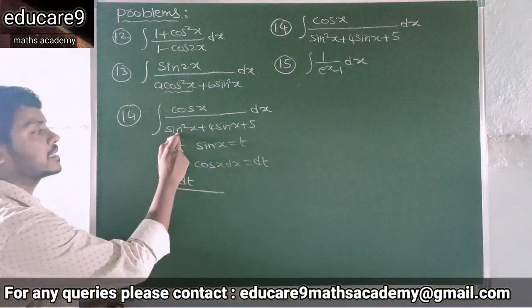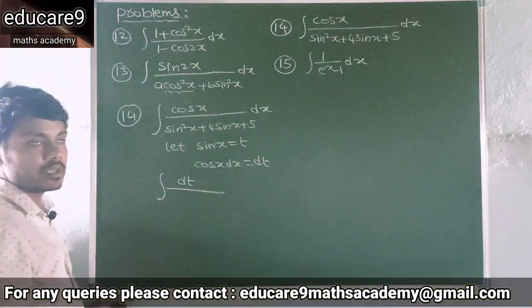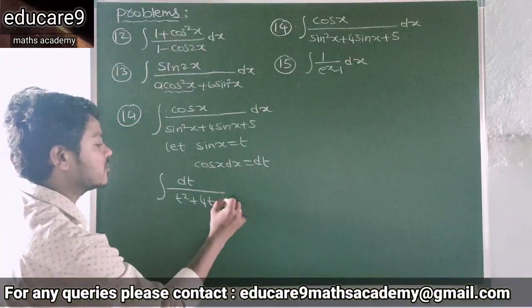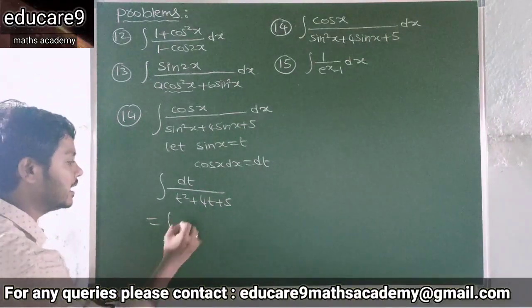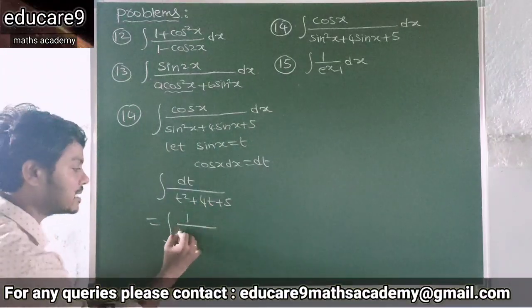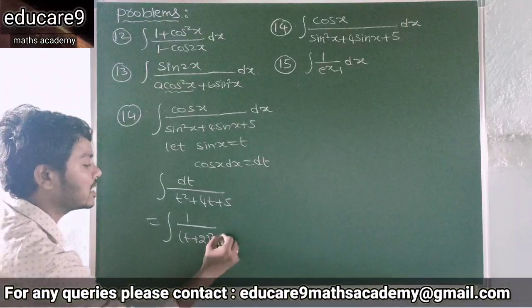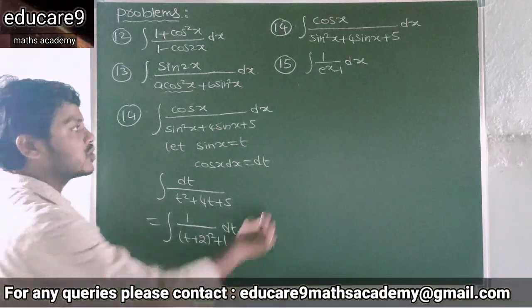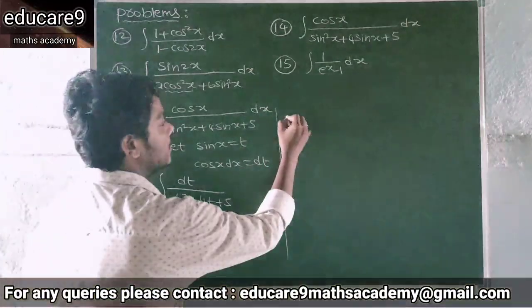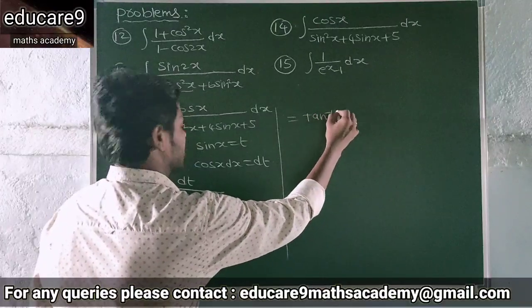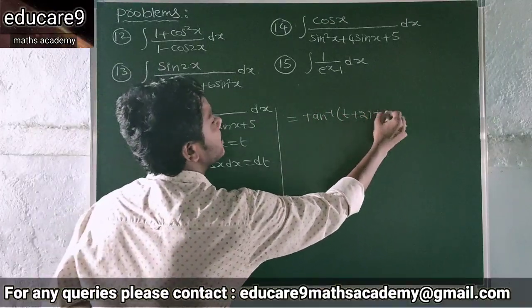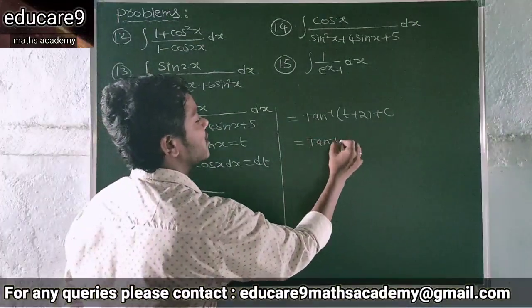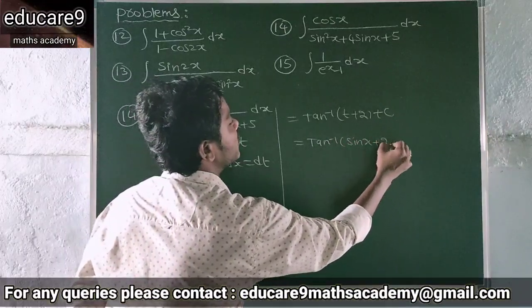So divide by sin square x, that is t square. So see here, sin x is what? t. So that is t square plus 4t plus 5. So how to write this one? Integration of 1 by, this can be written as t plus 2 whole square plus 1 dt. Okay. Now it is in the form of 1 by 1 plus t square. So how to write? That is tan inverse of t plus 2 plus c. But what is t? That is sin x. So this is tan inverse of sin x plus 2 plus c.